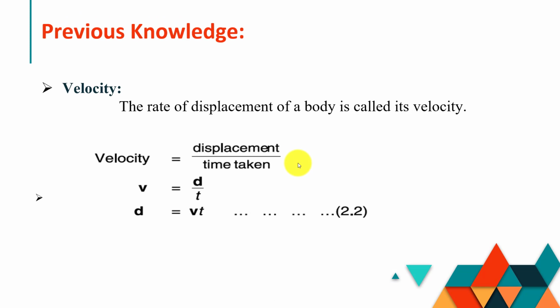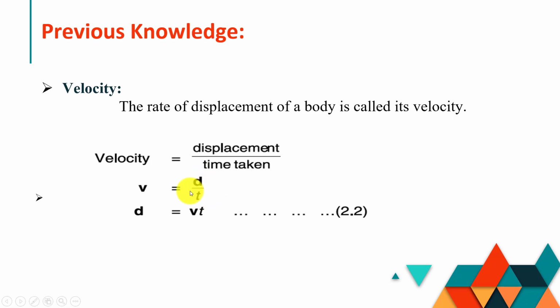Before starting our topic, let's recall some previous knowledge. First is velocity. As you have already learned, the rate of displacement of a body is called its velocity. Mathematically, velocity is equal to displacement over time taken. Since velocity is represented by V, displacement by D and time by T, we can write it symbolically as V equals D over T.